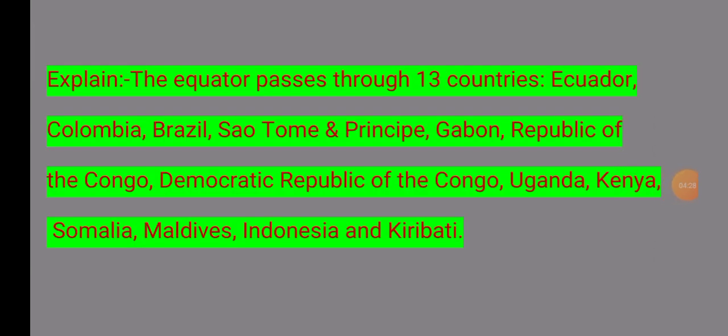124 number question explain. The equator passes through several countries: Ecuador, Colombia, Brazil, Sao Tome and Principe, Gabon, Republic of the Congo, Democratic Republic of the Congo, Uganda, Kenya, Somalia, Maldives, Indonesia and Kiribati. Next question.